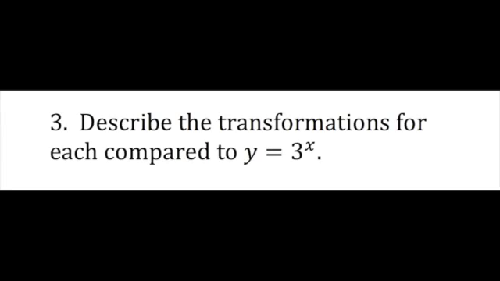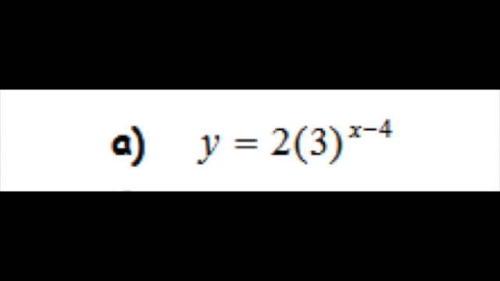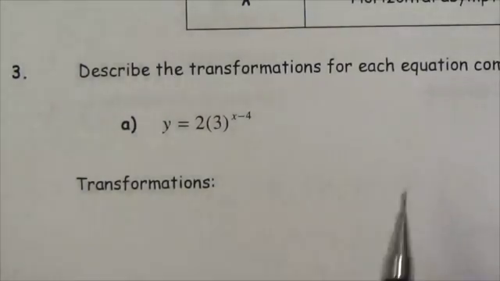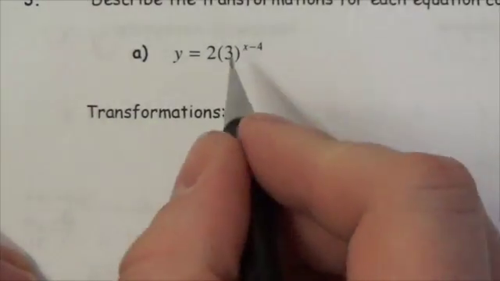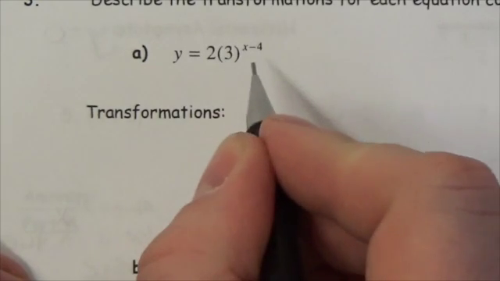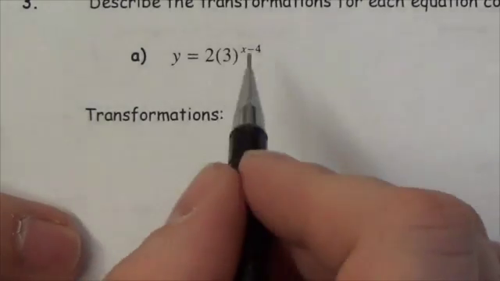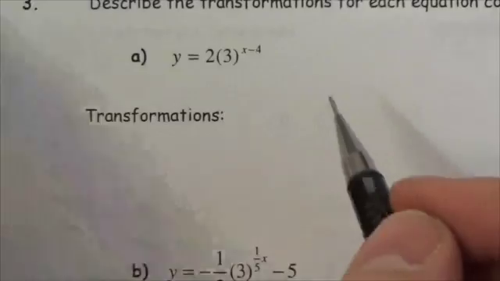Describe the transformations for each compared to the graph of y equals 3 to the x. Y equals 2 times 3 to the x minus 4. Okay, so there's a few things we're being asked to do here. First of all, we're going to identify the transformations. Now, let's just take a quick look at this. Notice that the 3 here is the base of the exponential function. So the 3 is not the issue here. This does not reflect a transformation that's been applied to the function. That is part of the function.